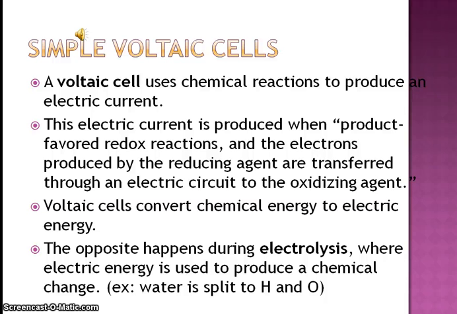A voltaic cell uses chemical reactions to produce an electric current. This electric current is produced from product-favored redox reactions, and the electrons produced by the reducing agent are transferred through an electric circuit to the oxidizing agent. Voltaic cells convert chemical energy to electric energy. The opposite happens during electrolysis, where electric energy is used to produce a chemical change. For example, the electrolysis of water splits H2O into hydrogen and oxygen.